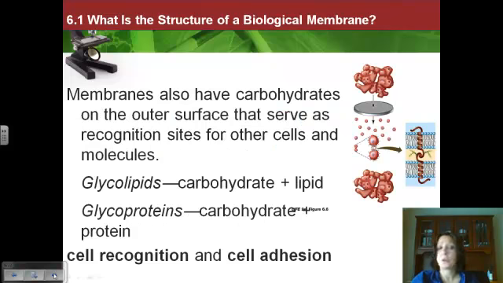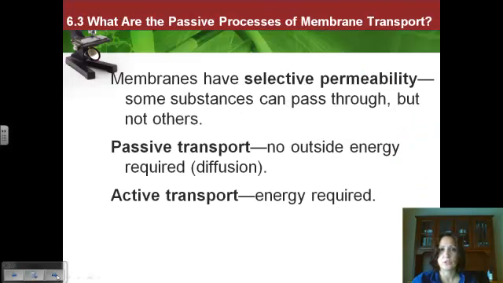Okay, there are also carbohydrates that can be attached to the surface, and these carbohydrates act for cell recognition from one cell to another cell, or for cells to adhere to other cells. And there are two different kinds of these. There are glycolipids, and so a glycolipid, glyco meaning sugar, is a carbohydrate that's attached to one of the phospholipids. But some of them are actually attached to those proteins that are embedded in the membrane, and we call those glycoproteins. But again, these are involved in cell-to-cell recognition and adhesion, cells adhering to other cells.